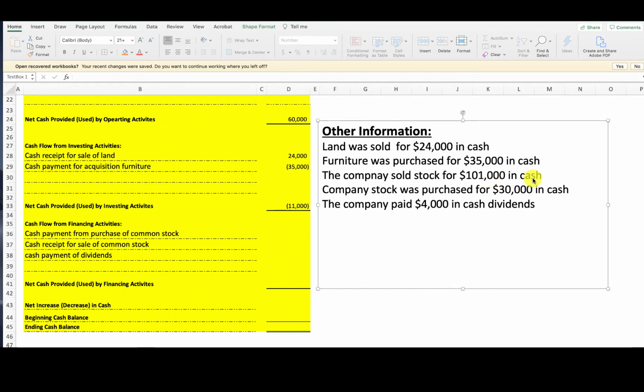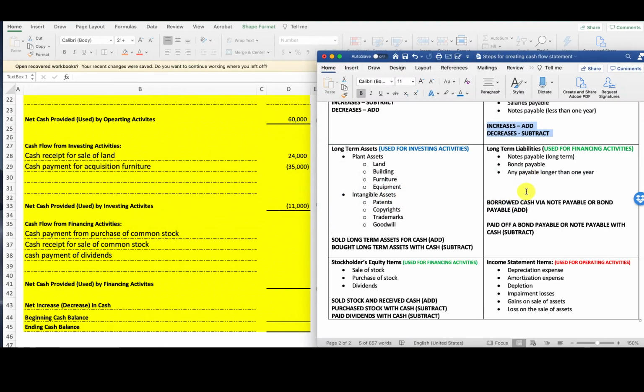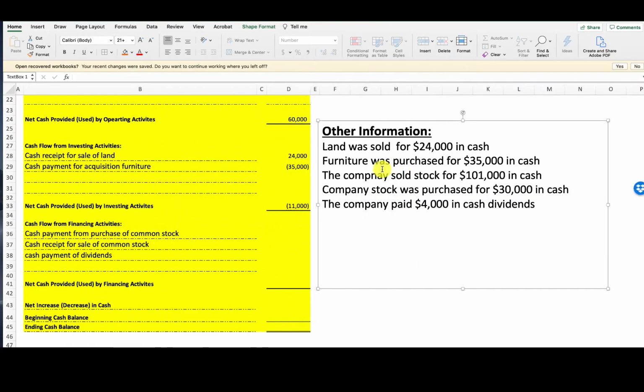So what's the rule there? The rule says that if you have sold stock and received cash, you add, right? So this is an equity item, and we receive cash by selling stock. So it says cash receipt for the sale of stock, and that's going to be the amount, right? You don't need to do any subtracting, any adding. You're just going to pick the cash number.